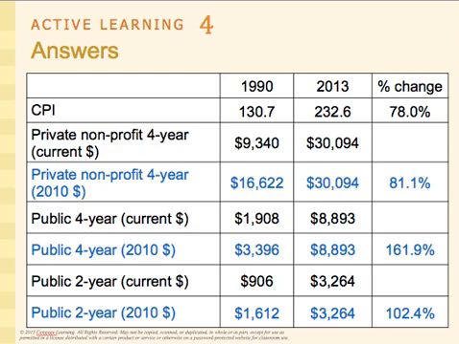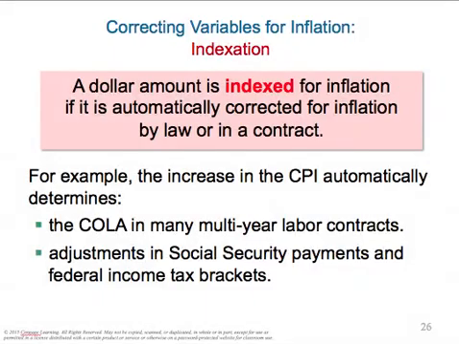If the prices in 1990 were as high as they were in 2013, the average private four-year college would have cost $16,622. The average four-year public school would have cost $3,396, and the average public two-year college would have cost $1,612. The category with the largest real increase is public four-year colleges and universities. It's actually data from the Bureau of Labor Statistics.